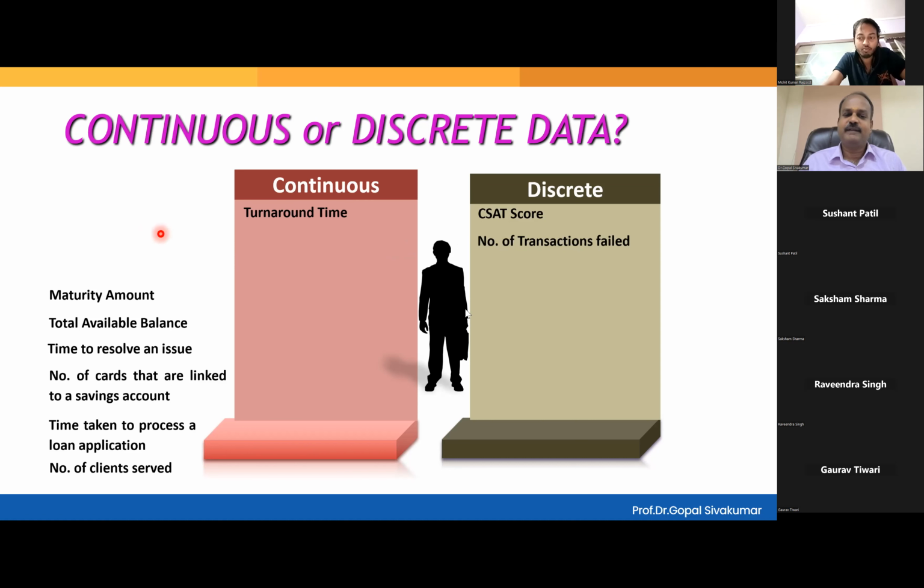Maturity amount. How much? Continuous. You have invested some 5 crores in a bank. After 5 years, how much will it be? Some say it is countable, discrete, because you always count currency. But it is continuous. It depends on everybody's maturity amount. A maturity amount can come in decimals and it has a unit of measurement, rupees. So it is continuous.